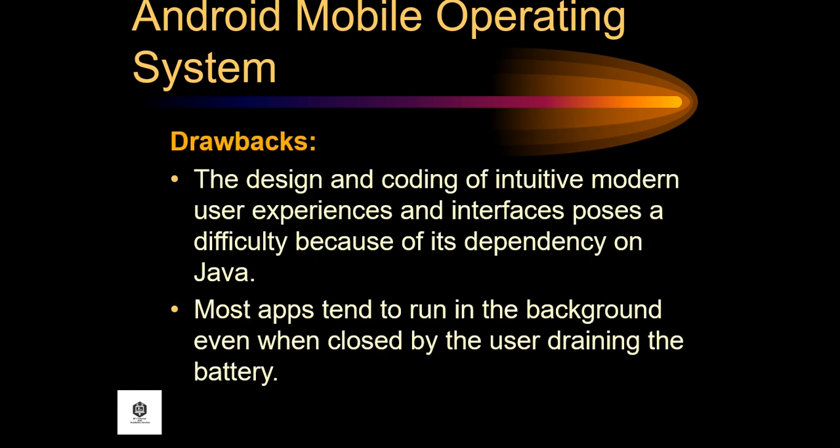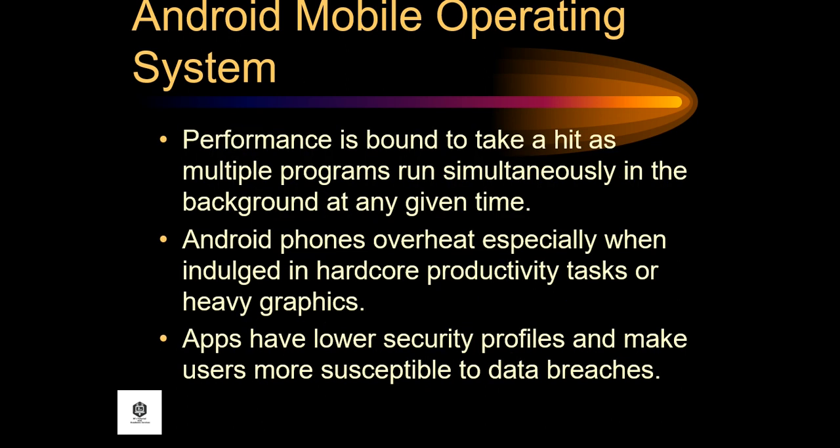The drawbacks of Android mobile operating system are: the design and coding of intuitive modern user experiences and interfaces poses a difficulty because of its dependency on Java. Most apps tend to run in the background even when closed by the user, draining the battery. Performance is bound to take a hit as multiple programs run simultaneously in the background at any given time.